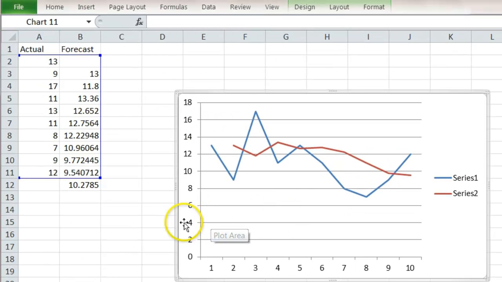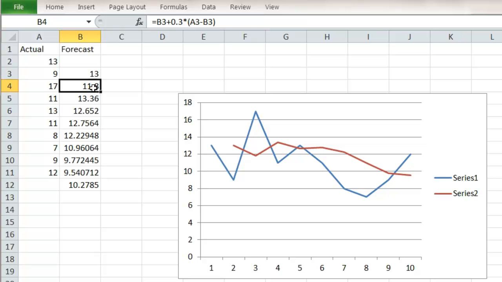Let's now see the effect of changing that constant. 0.3 means that actually we don't take a lot of notice of the error. We just rely on the previous forecast, which in itself relied on the one before that. So you get quite a slow variation. This line is not changing very fast. It's not being influenced too much by what's actually happening with the real data.